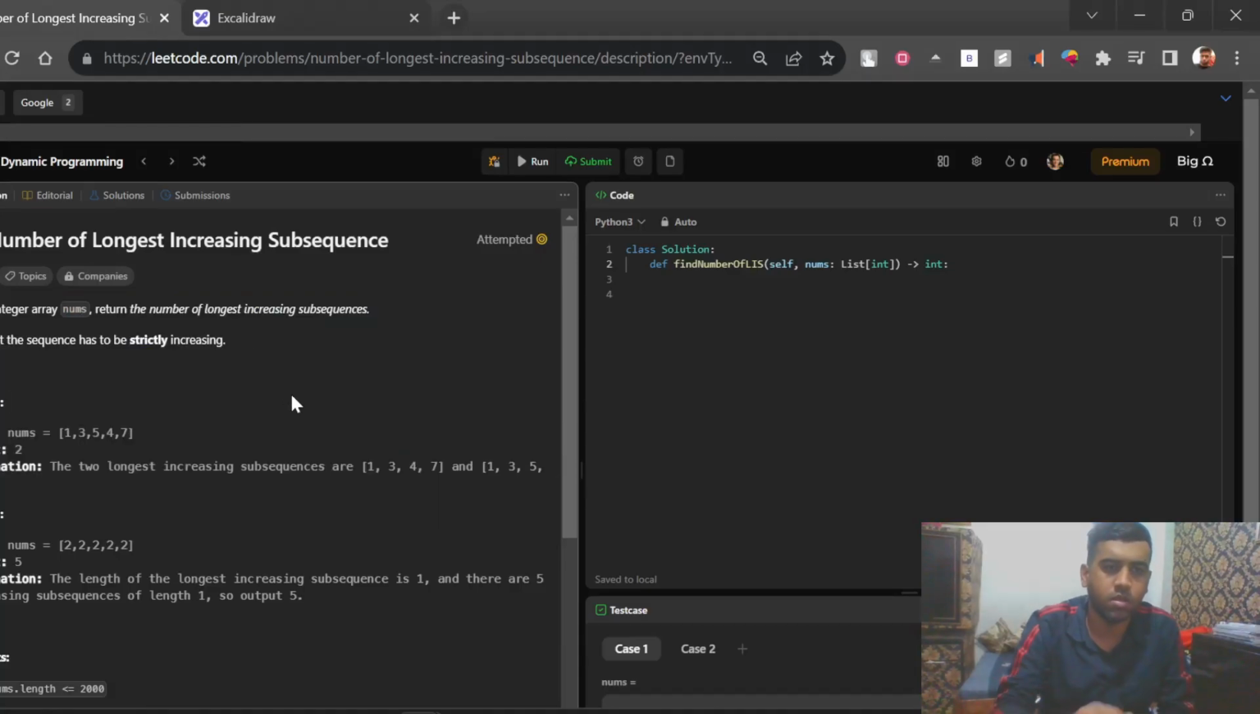Now we'll be looking at the second question, the follow-up of longest increasing subsequence, that is number of longest increasing subsequence. This question is similar to what we did in the last one, where we found the longest increasing subsequence. In this question, suppose the longest increasing subsequence is of length 4. How many subsequences of length 4 are present?